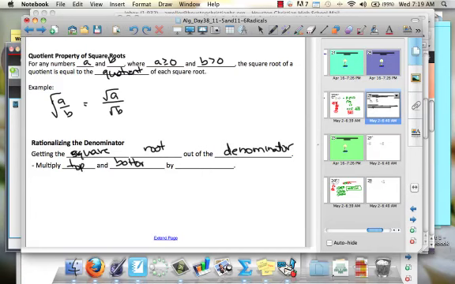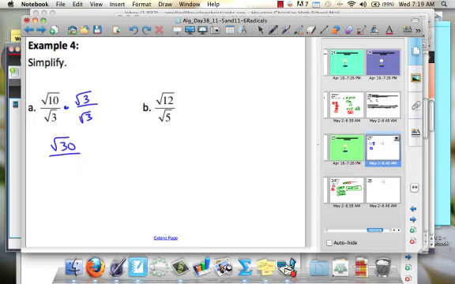So here's how we're going to do this. Notice I have the square root of 10 over the square root of 3. So I'm going to multiply by the square root of 3 over the square root of 3. And that gives me the square root of 30 over 3. Now, the square root of 30 is not reducible because it's just 2 times 3 times 5. So there's no twins in that one.